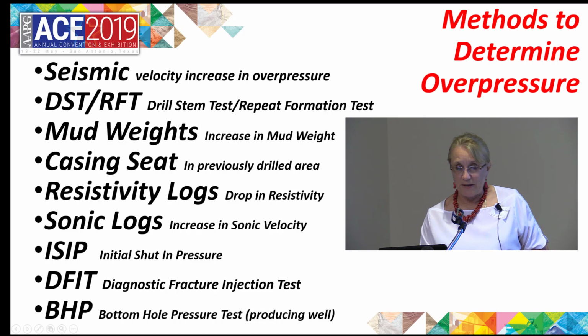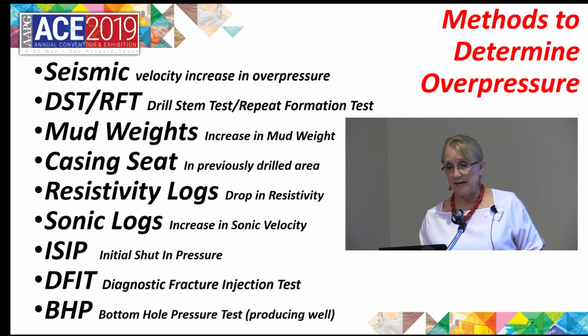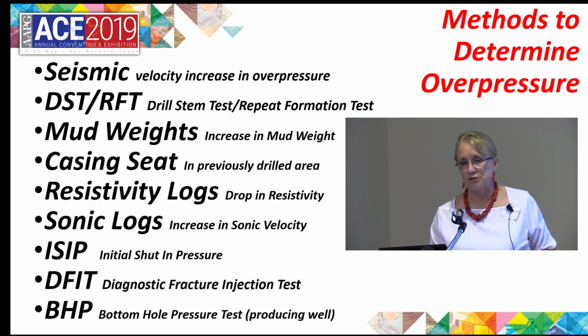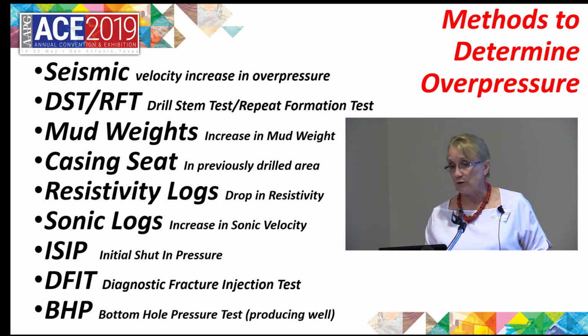So let's look at the methods to define overpressure. First of all, of course, there's seismic. I have these in the order that you would explore in a basin. So the first thing you do is you might shoot some seismic and you'd see a velocity increase in overpressure. Then you might drill a well or two, and you'd run a drill stem test, a repeat formation test, so forth, and you would find potentially some overpressure greater than 0.45 psi per foot.